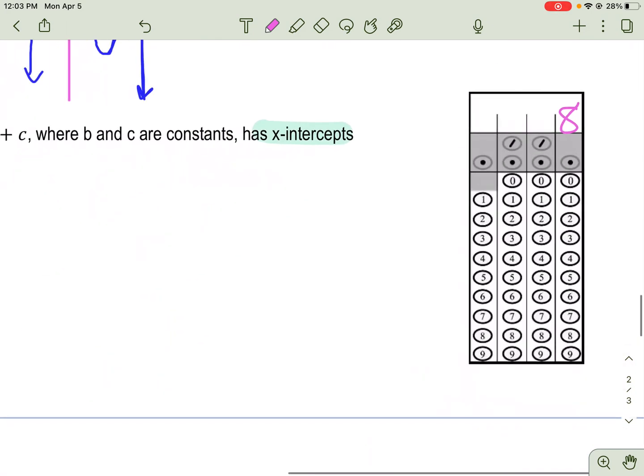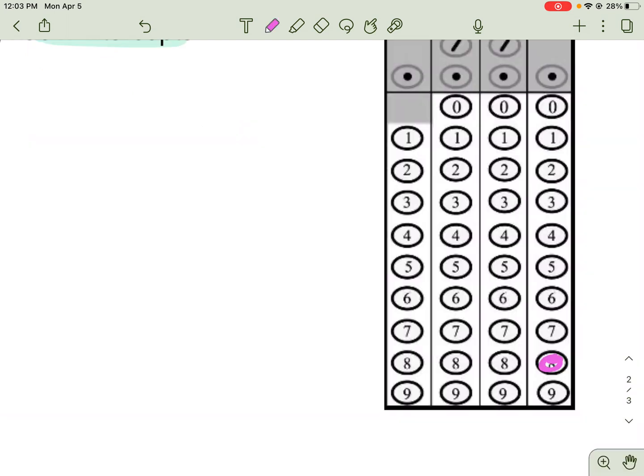I put that in my grid-in. There we go. Actually, I should probably color it in a little bit better than that.